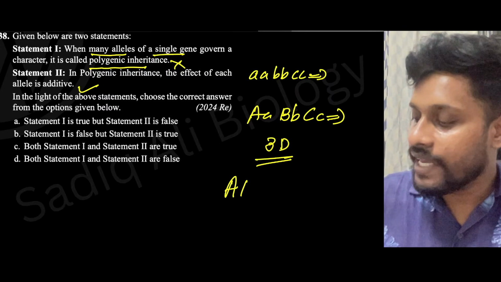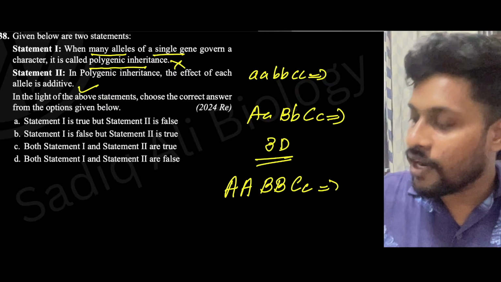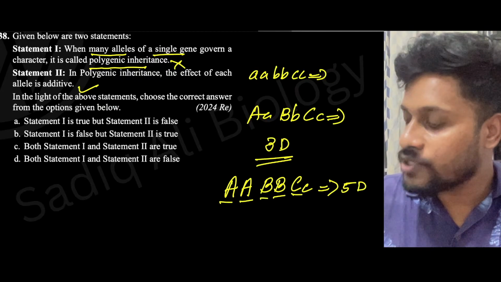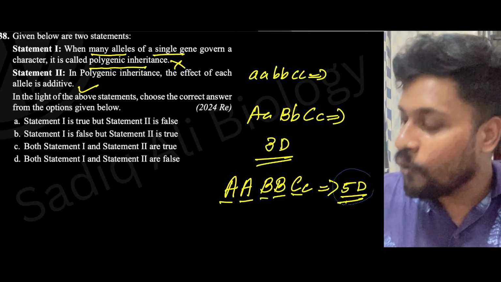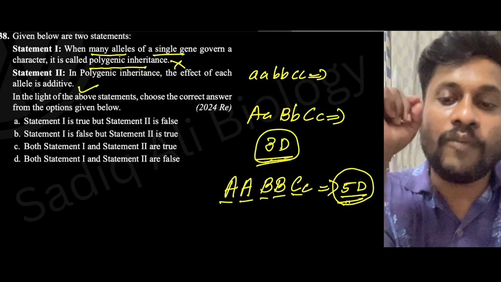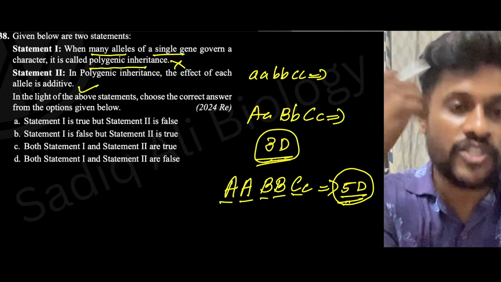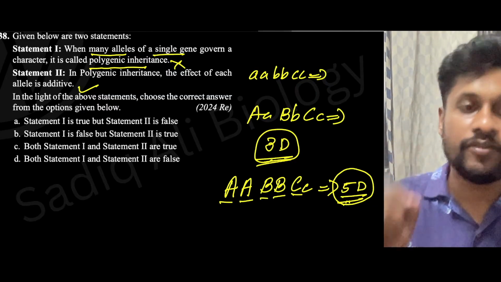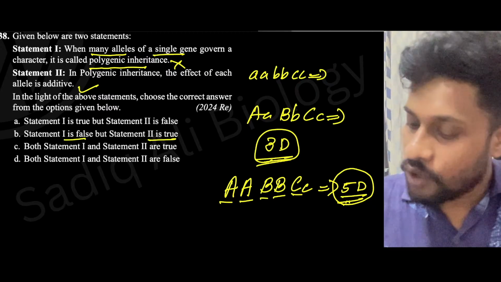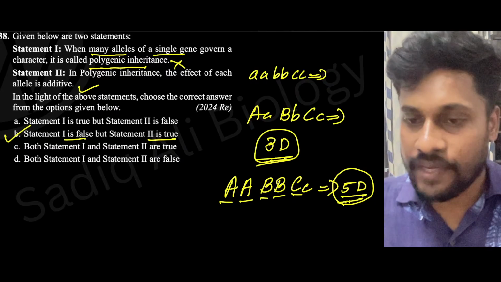Let's say if you take capital A, capital A, capital B, capital B, capital C, small c. How many dominant alleles here? One, two, three, four, five. There are five dominant alleles. So here, skin pigmentation will be more dark compared to the previous case because there only three are there, which means if the number of dominant alleles increases, automatically the phenotypic expression also will change. That's why each allele has an additive effect. Hence, statement 1 is false, 2 is true. Option B is the answer. Yes, very good. Yeah, Harshavardhan, Padma Priya, nice guys.